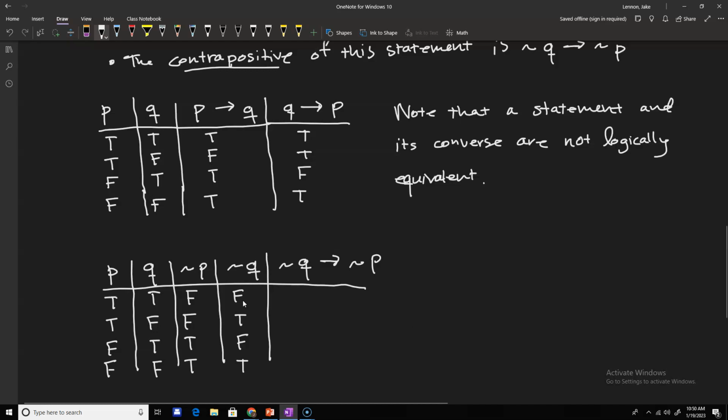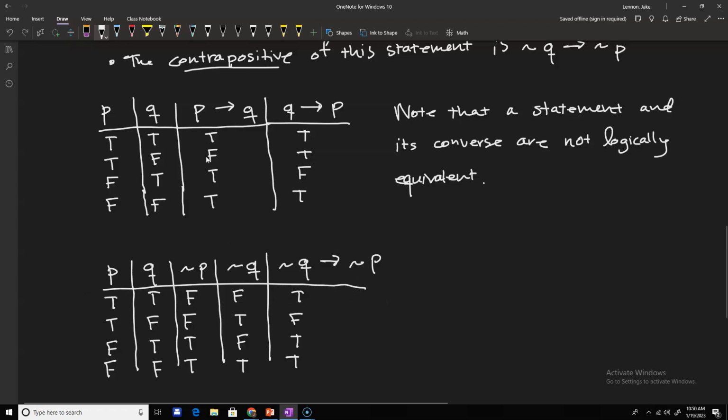Okay, so now let's look at the implications. Not Q false, we'd be looking at false implies not P false, so that would be true. Not Q true implying false would be false. True cannot imply false. False cannot imply true, so that's true. And true, will that imply true? Yes, it will.